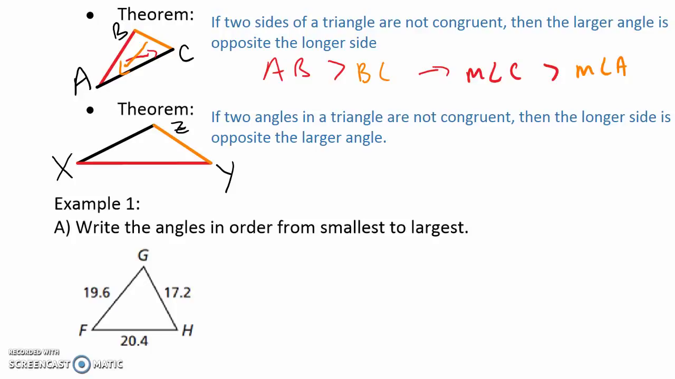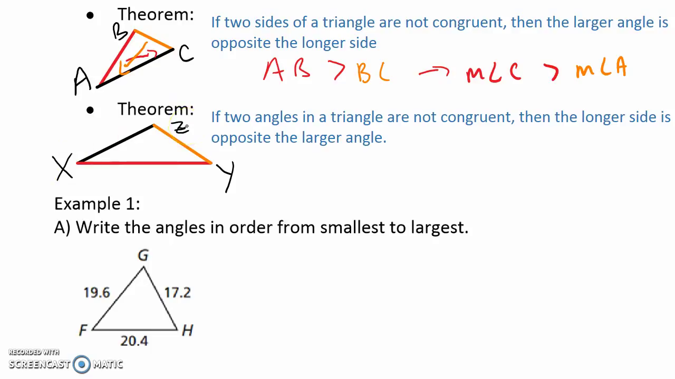So I'll scroll down a bit so you can see the second theorem, which again I said was just the converse. So you want to write that down. If two angles in a triangle are not congruent, so again, basically telling us we've got a scalene triangle, because two angles would be congruent if we have isosceles, and three angles would be congruent if we have equilateral. But again, if two angles are not congruent, then the longer side is opposite the larger angle. So again, let's take a look at the diagram.